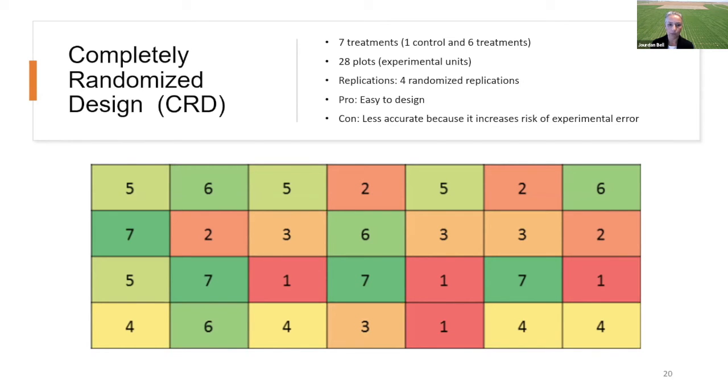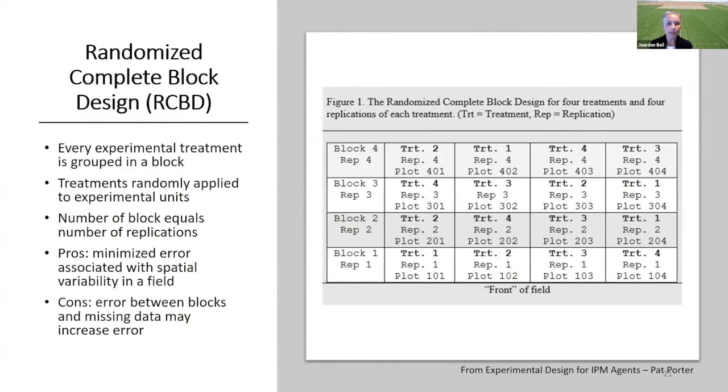And so that can really increase the risk of experimental error there. Now, the randomized complete block design does have every experimental treatment grouped in a block. Treatments are randomly applied to those experimental units, and the number of blocks equals the number of replications. Depending on who you're working with, many people like to just talk about their reps. Many people do use the term block, but the replication and the blocks are equal.